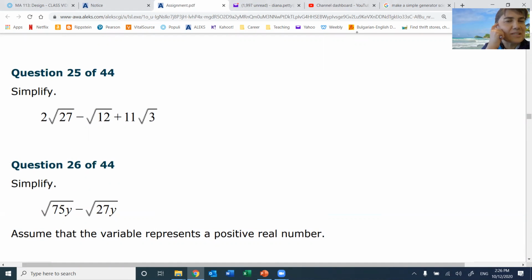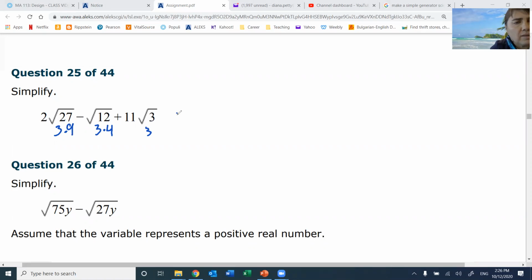You can do it. These ones are numbers. Oh, let's just do this one quickly. So 27 is 3 times 9. This is 3 times 4. And this is just 3, right? Do you see it? Mm-hmm. So then the 9 comes out and the 4 comes out.